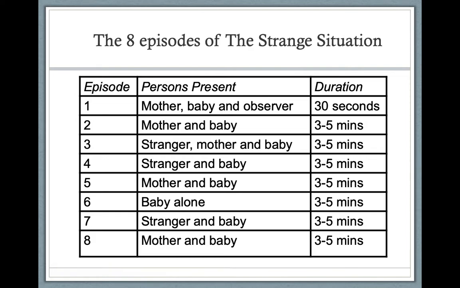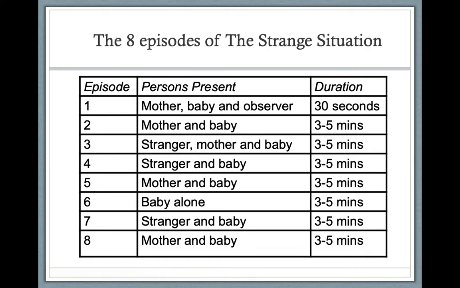Episode 2, you've got the mother and the baby present, and they will just be those two playing in the purpose-built playroom for about 3 to 5 minutes. Then in the next episode, a stranger will be given a cue to enter the room, and the mother and the baby will still be in there. So it'll be the stranger, the mother, and the baby, and they are in there for 3 to 5 minutes. The mother will then be given a cue to leave, and it is just the stranger left alone with the baby for 3 to 5 minutes. At that point, they'll be looking at some sort of stranger anxiety behaviours, and also some separation anxiety.